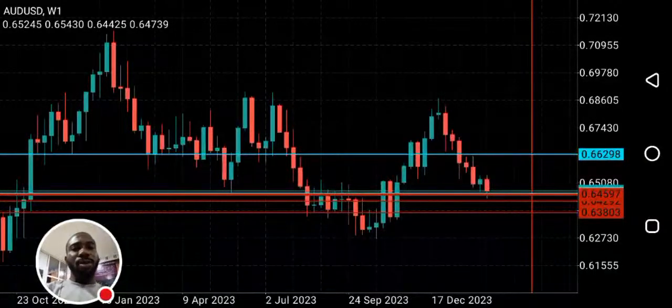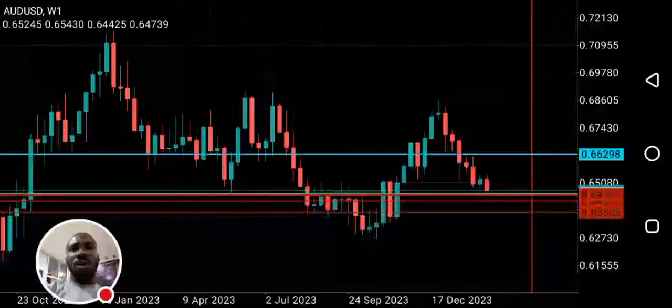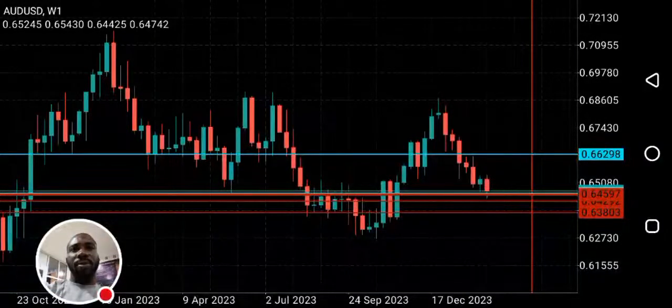The two pairs that I'm considering trading today are Australian dollar USD and the Euro Australian dollar.